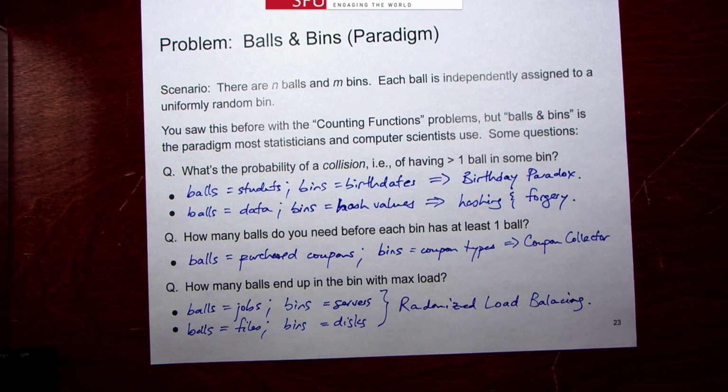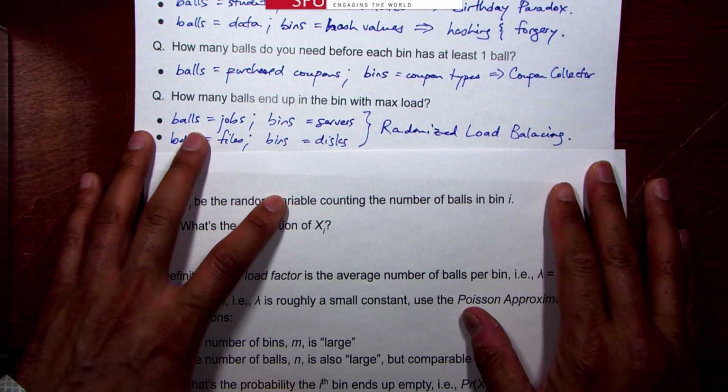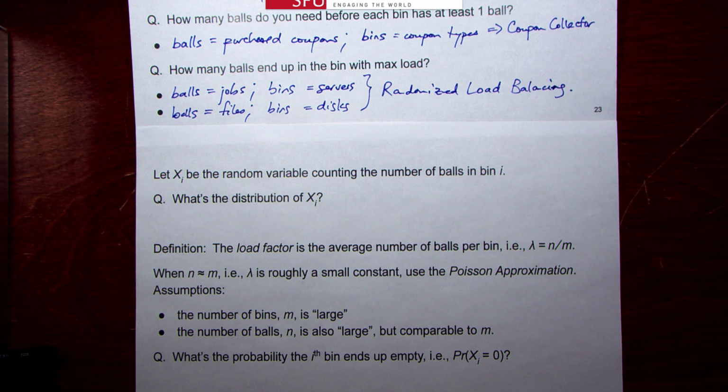Okay, so how many balls end up in a bin? All right. Well, here's the first question for you. Okay, first of all, we're going to let xi be a random variable that describes how many balls end up in bin number i. Okay, could be anything. Could be bin number 1. Could be bin number 5. Whatever it is. What's the distribution of that number?